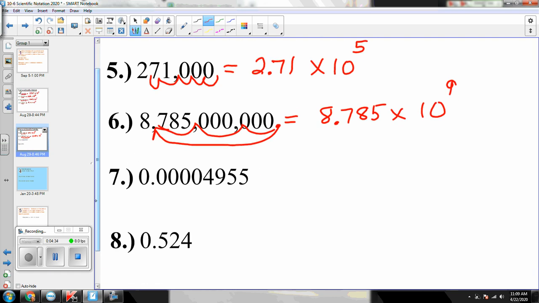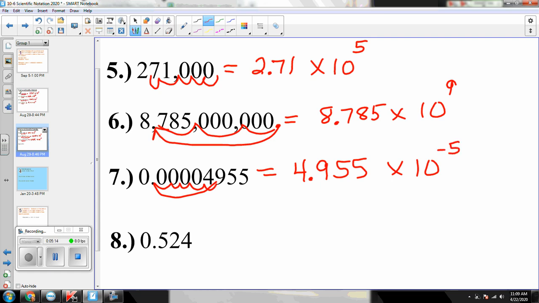Okay, try number 7. Okay, see if you placed your decimal point after the 4 to give you 4.955 times 10. Here's my decimal point. So let's see, I moved 1, 2, 3, 4, 5. But did you have a negative 5 because it's a small number less than 1?